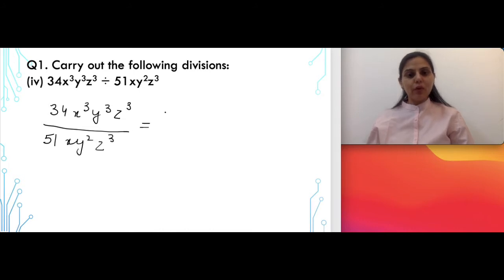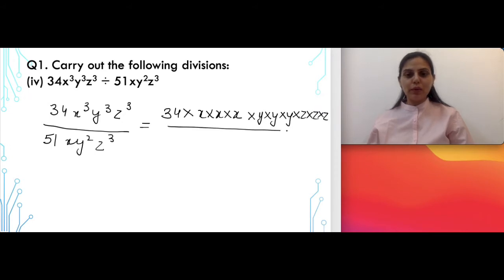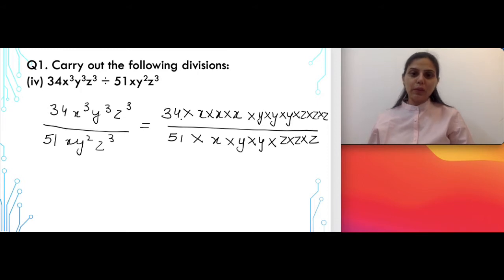In the expanded form, we can write this as 34 multiplied by x cube means x multiplied by x multiplied by x. Y cube means 3 times multiplication of y, and similarly z cube means 3 times multiplication of z. And this whole is going to be divided by 51 multiplied by x multiplied by y square can be written as y multiplied by y, and z cube can be written as z multiplied by z multiplied by z. Now clearly 34 and 51 are both divisible by 17, so we can cancel this. 17 2s are 34 and 17 3s are 51.